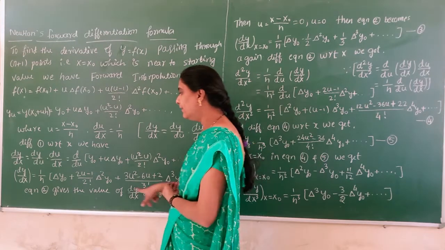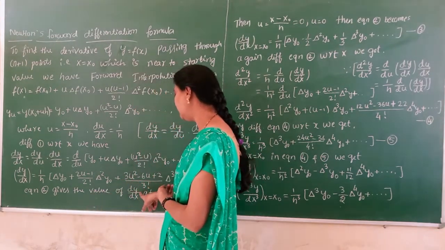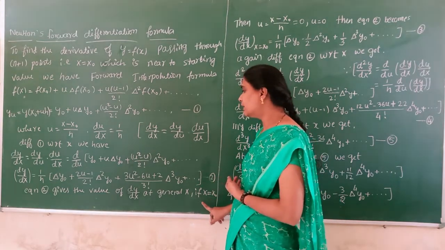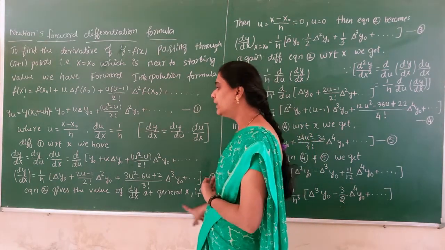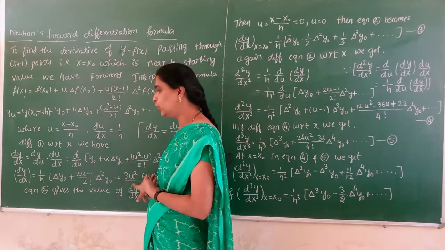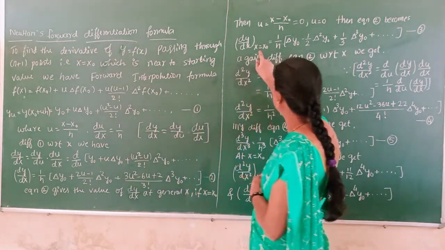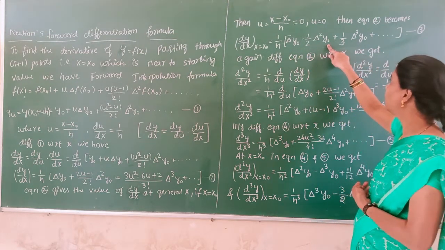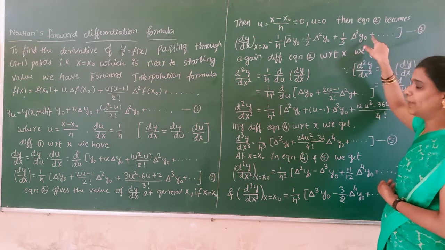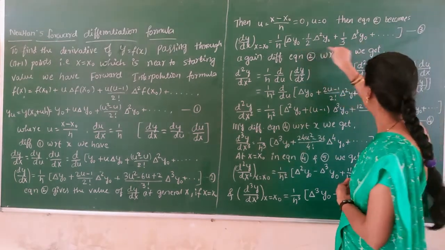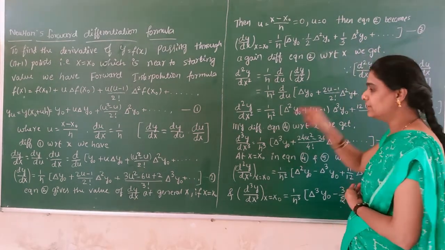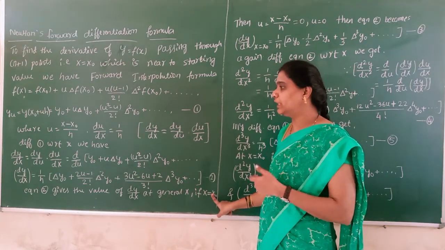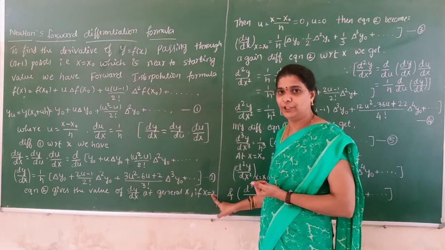Now equation 2 gives the values of dy by dx at any general point x. Suppose we take x is equal to x naught, we will get the value of u as 0, and the equation becomes 1 by h into delta y naught minus 1 by 2 del square y naught plus 1 by 3 del cube y naught. If x and x naught are the same, we get equation number 3. Otherwise, equation 2 gives the first order derivative of the forward interpolation formula itself.